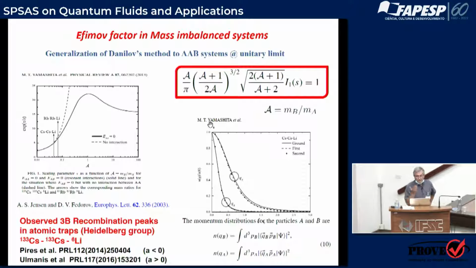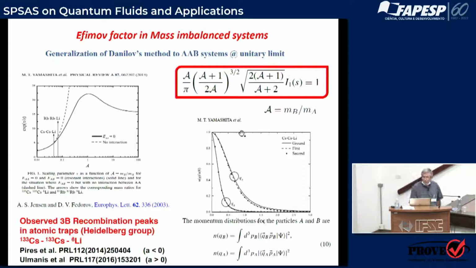Okay, so now you can, for example, see the Efimov factors, you can compute. So this is a paper that we wrote a couple of years ago, just a generalization of Danilov's method to the AAB system at unitarity, and then you are able to get the exponential factor. And this dashed line is for the case when the two heavy are not bound. But you can see here that the geometric ratio between the two Efimov states, in the case of cesium-lithium, is as small as 25, sorry. And this is what was observed by the Heidelberg group.